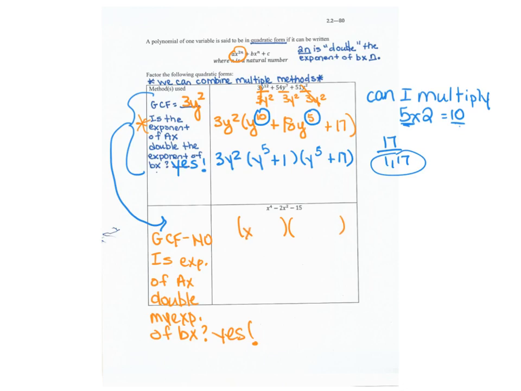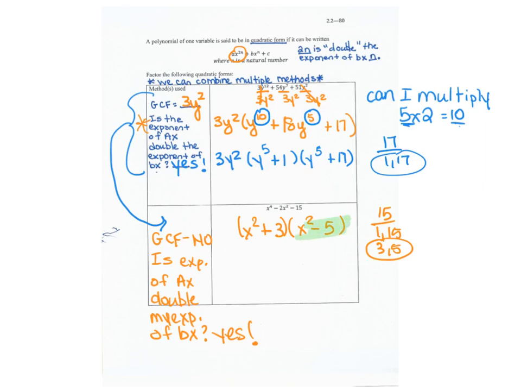My BX exponent 2 is the exponent of my first two terms, so x squared and x squared. And I come over to the side, my factors of 15, I have 1 and 15, and I have 3 and 5. Which ones would add or subtract in some way to give me negative 2? 3 and 5. So to get negative 2, 5 needs to be negative, and 3 needs to be positive, because 3 plus negative 5 is negative 2.